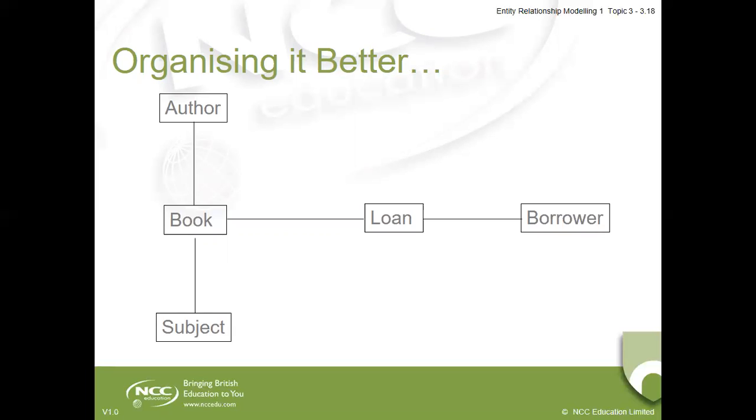Then organizing it better just looks better. It can look like that. A book is loaned. A loan is given to a borrower. Then a book is written by an author. Then the book is written under a certain subject. So that is the hierarchy.